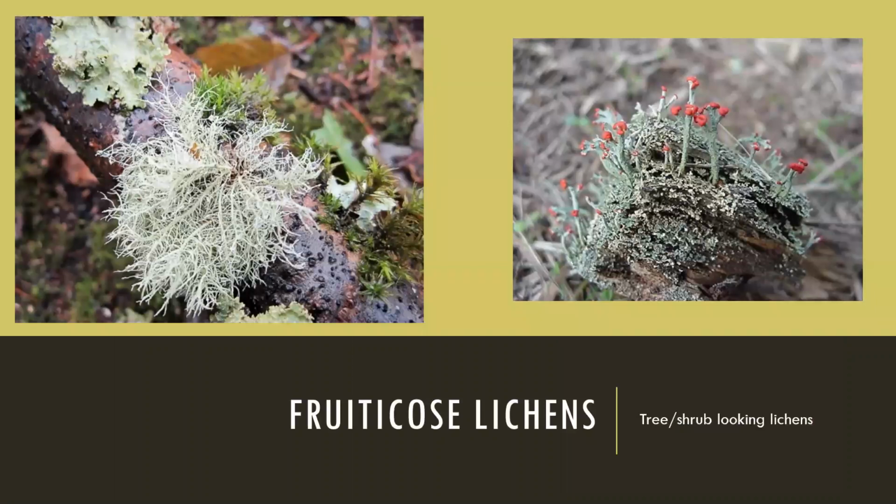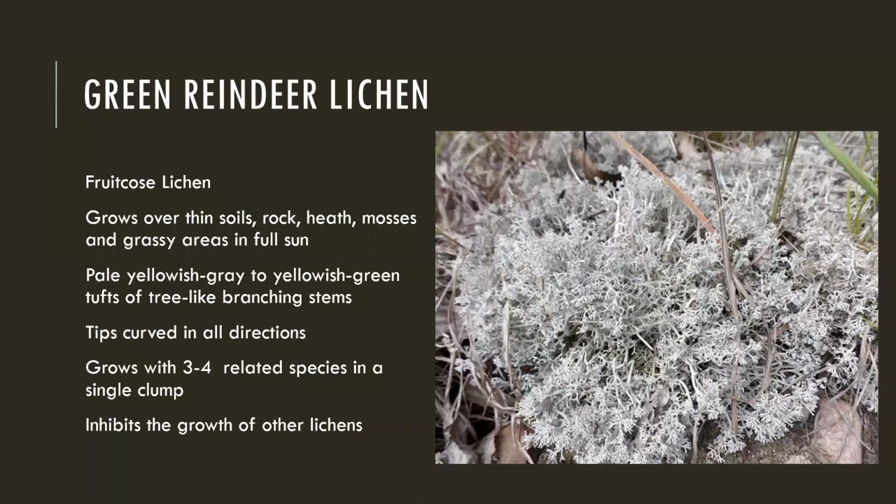Now for the shrub looking lichens, these fruticose ones. I got everyone's favorite. Most people, if they name a lichen, they're going to name reindeer lichen. This lichen we can find at Star of the Sea, and the reason why is because Star of the Sea has these gravel pits, and reindeer lichen likes to grow on soil that is poor in nutrients. So that's going to be the sandy gravel soil. It'll grow on rock, heath, even mosses, and sometimes sandy, grassy areas in the full sun.